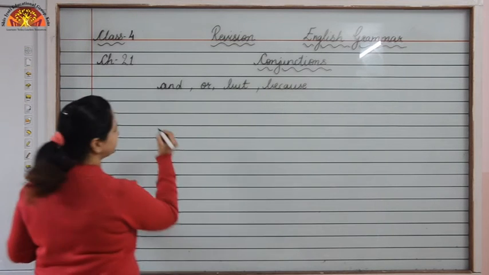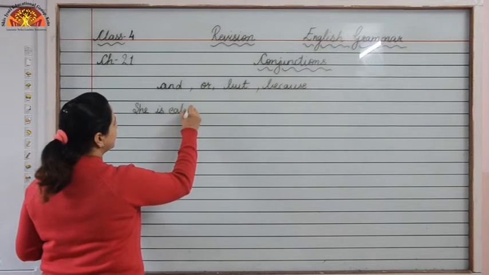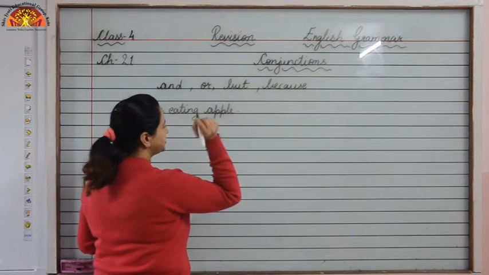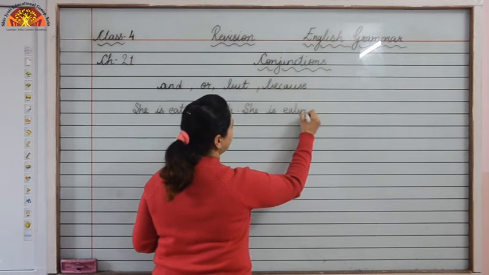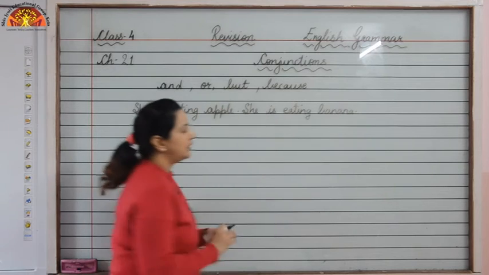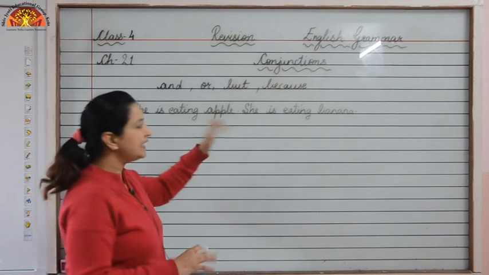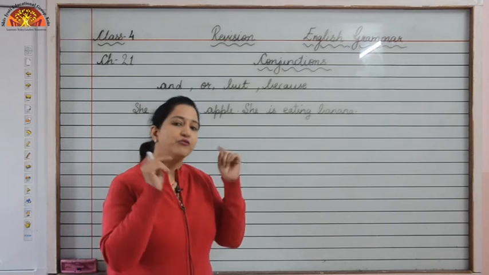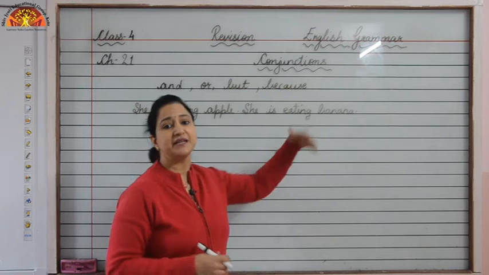For example, she is eating apple, full stop, she is eating banana. Now here I am talking about one girl, that is she. Again and again in two separate sentences I am telling you what she is eating. First I am saying she is eating apple, again after the full stop I am telling you she is eating banana.